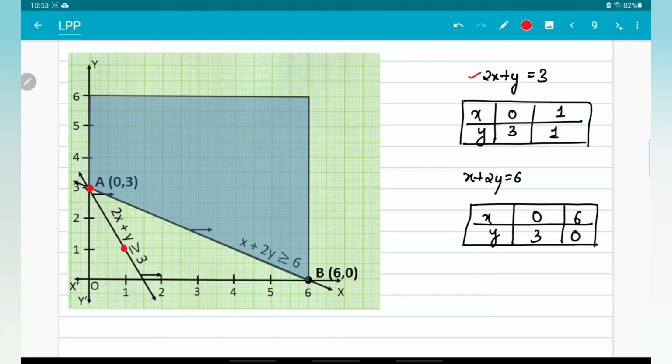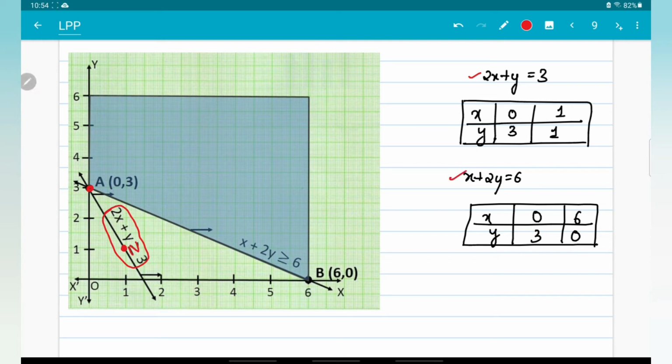Now when I join these 2 points, I get the line for this inequality, that is 2x plus y is greater than or equal to 3. Since there is this equal to symbol with this greater than, I'm going to draw a straight line and not a dotted line. That is also very important, because if you draw a dotted line, then your marks will be deducted.